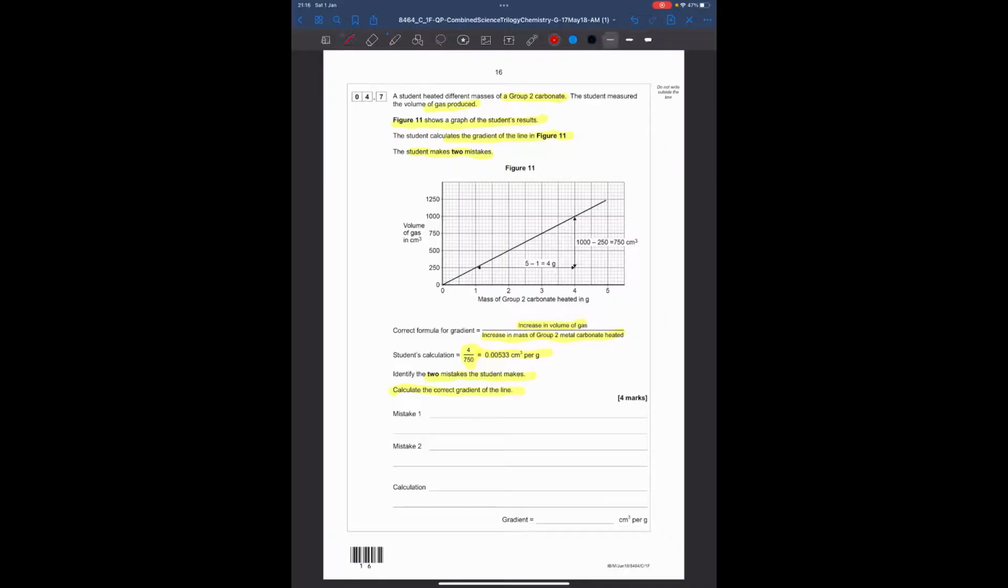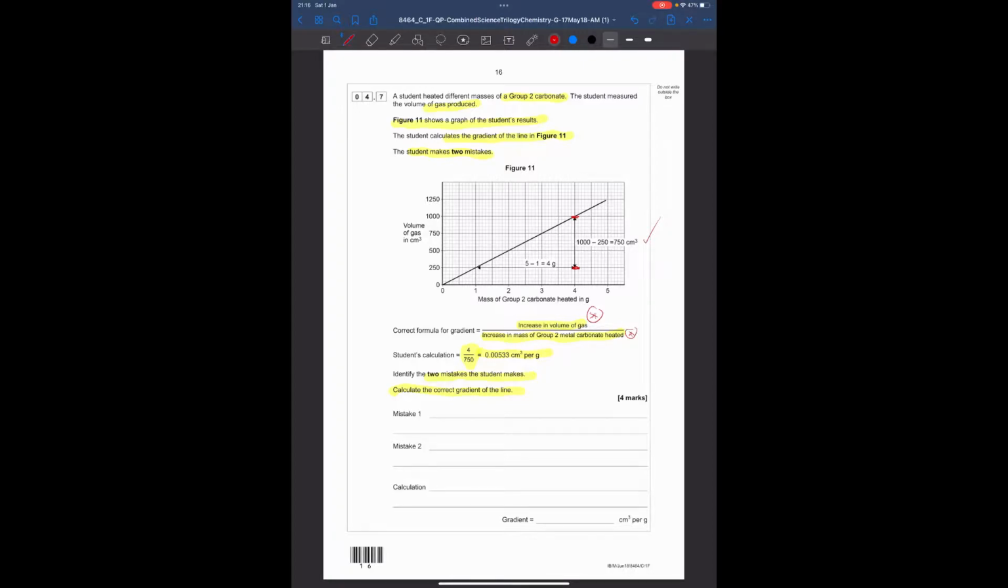If we look at this graph really carefully and go through their process of doing it, increase in the volume of gas. If we look at the axes, we can see it's gone from 250 up to 1000. So the difference is 1000 minus 250 is 750 centimetre cubed. So I think they've done that part spot on. They then need to calculate the increase in the mass of group 2 that is heated.